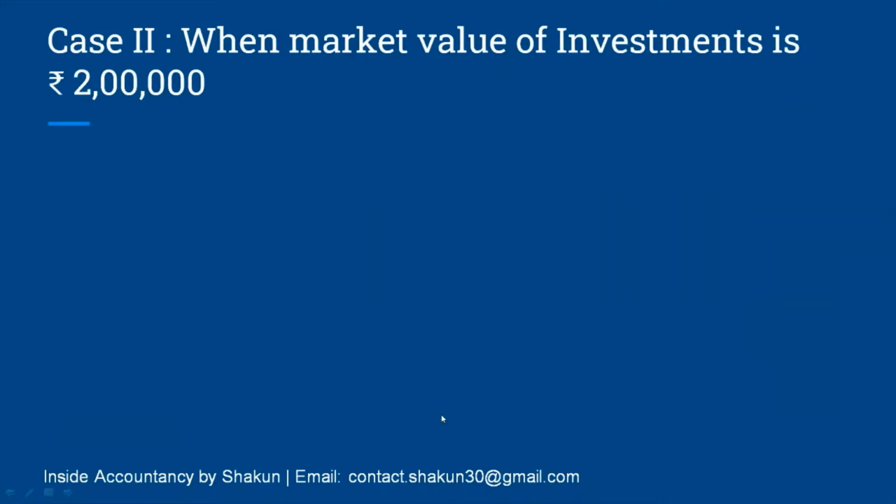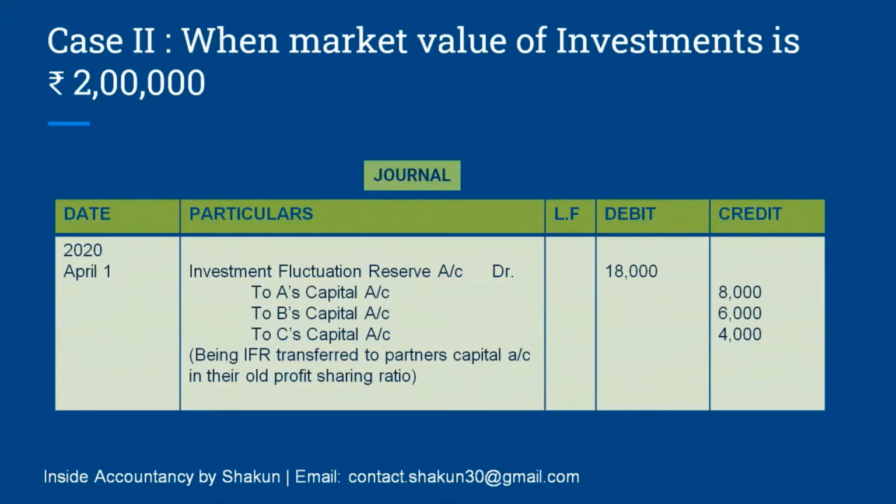Moving on to the case when the market value of investment is 2 lakh. This is case number 3; I did it after case 2. When the market value of investment is 2 lakh, the market value and book value are both the same. In such a situation, our entry will be the same. Since there is no loss as such, no decrease in value, we are only going to write off our IFR and distribute it between the partners.